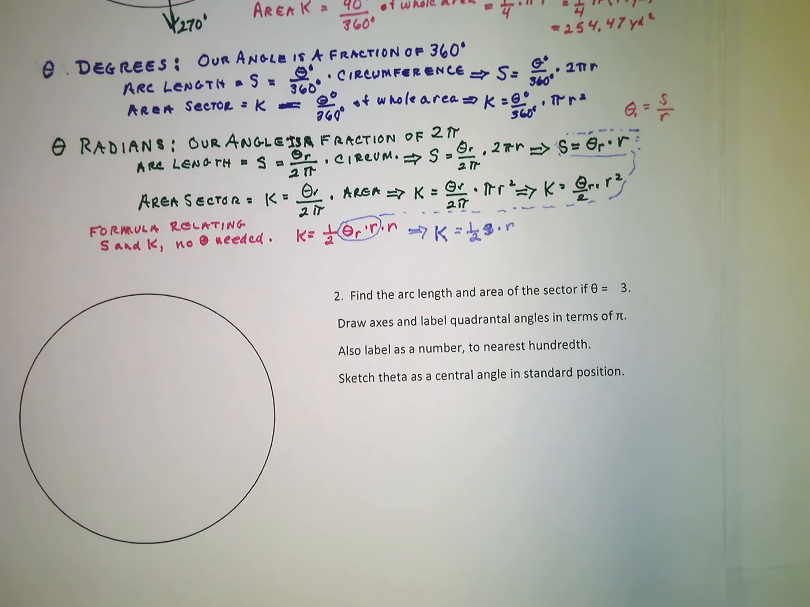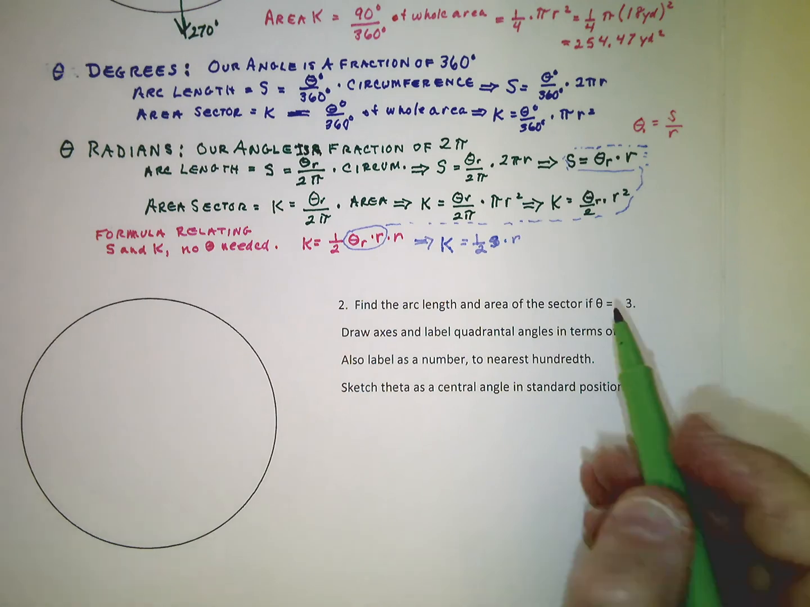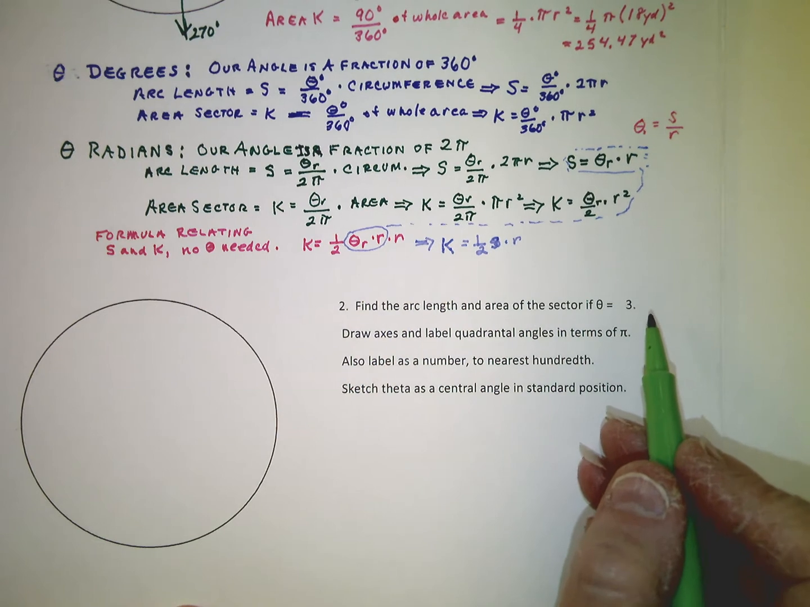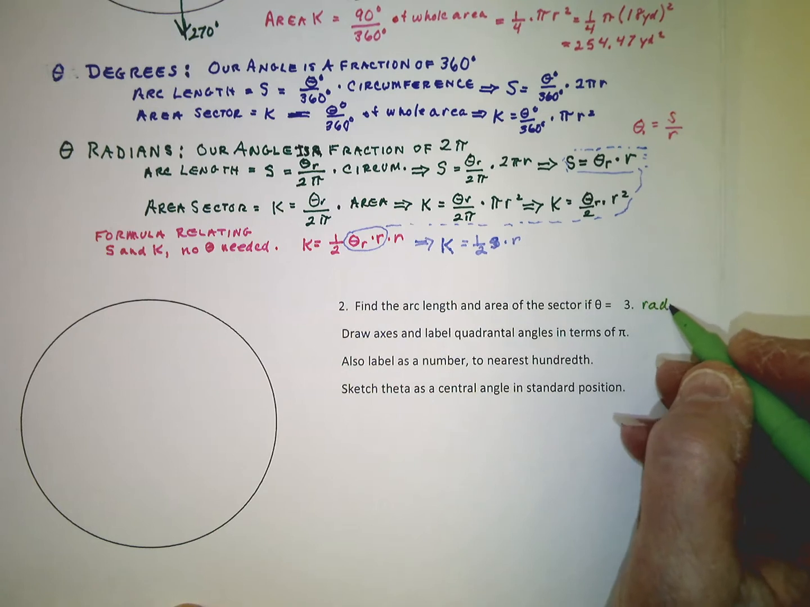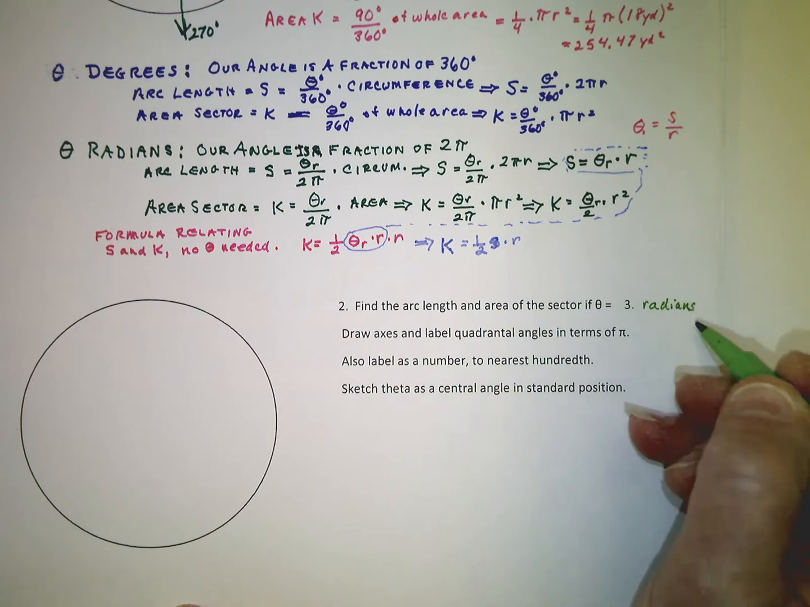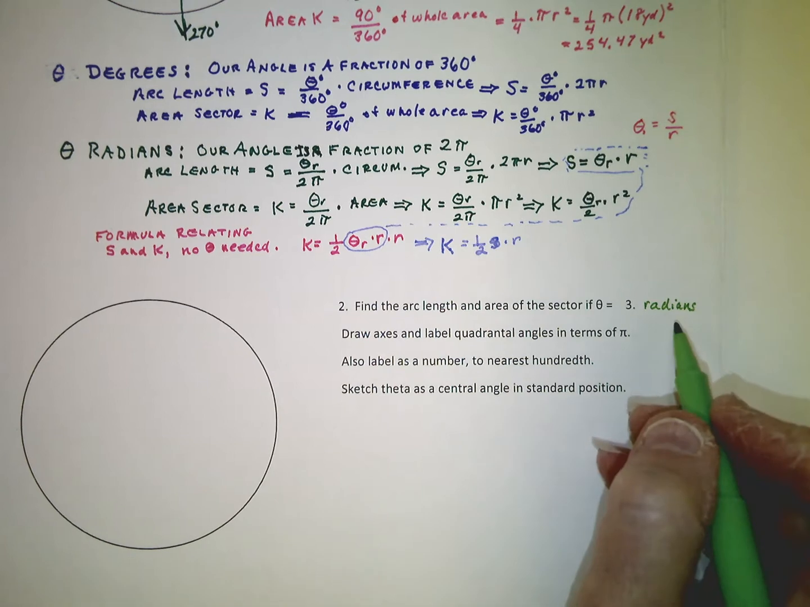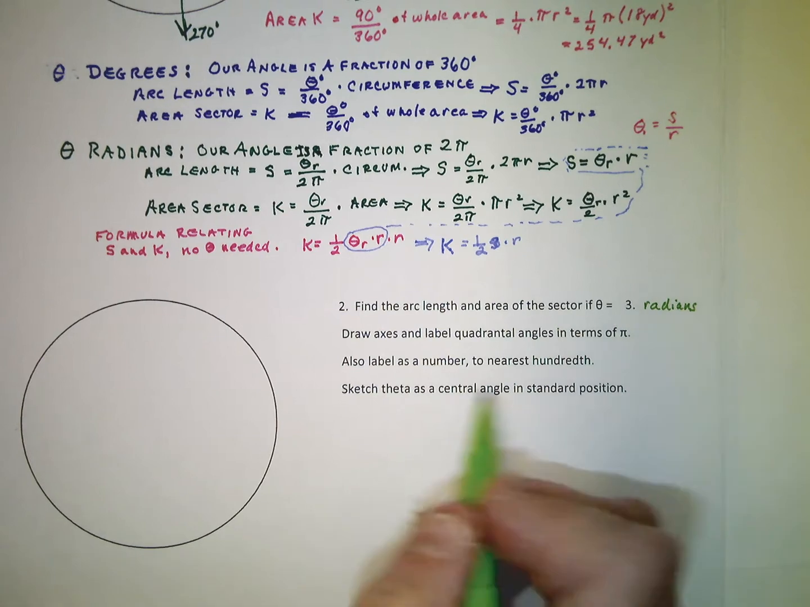So let's try one more example here. Asked to find the arc length and the area of the sector once again. If the angle is 3, not 3 degrees, just 3, which means this must be 3 radians. Radians do not have any units of their own. I often write rads or radians just to remind myself that this is an angle.